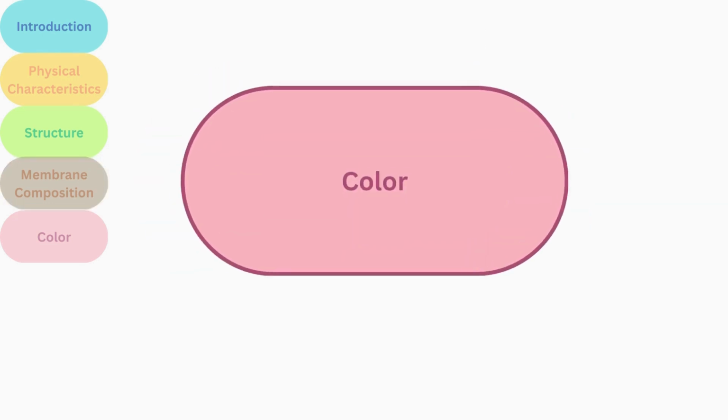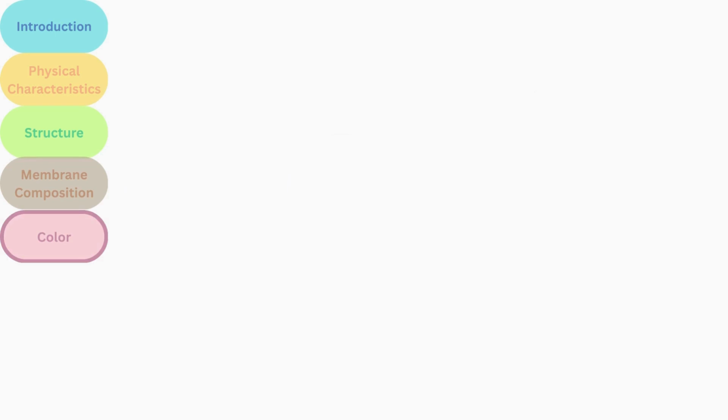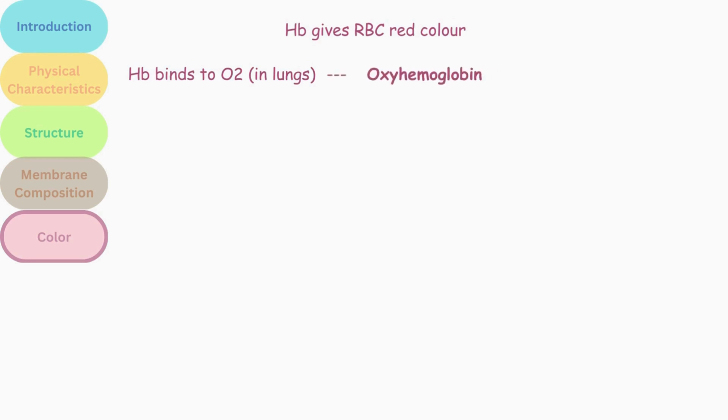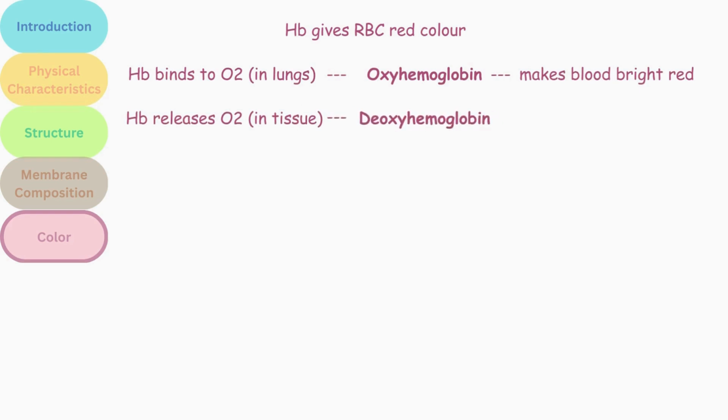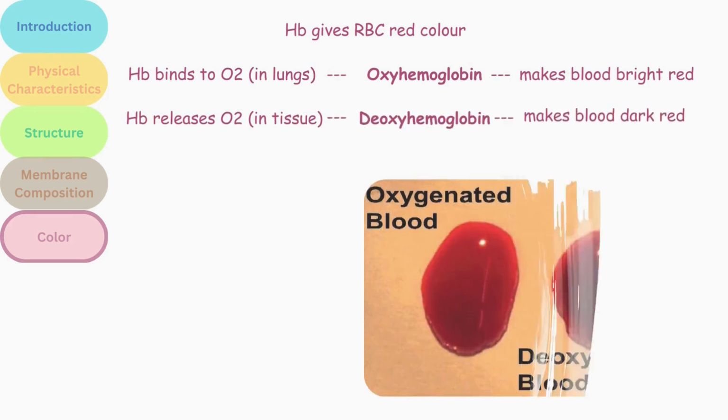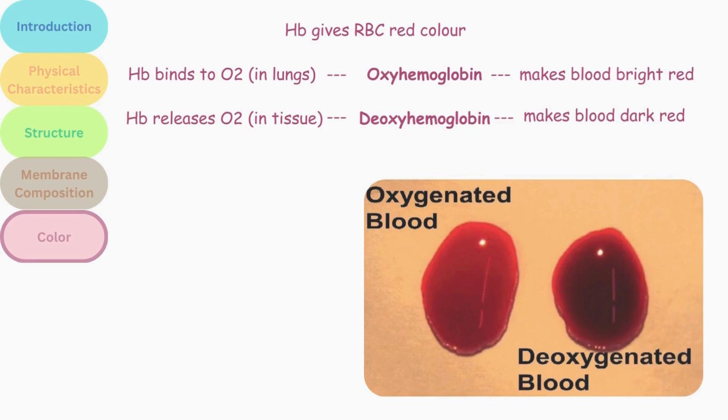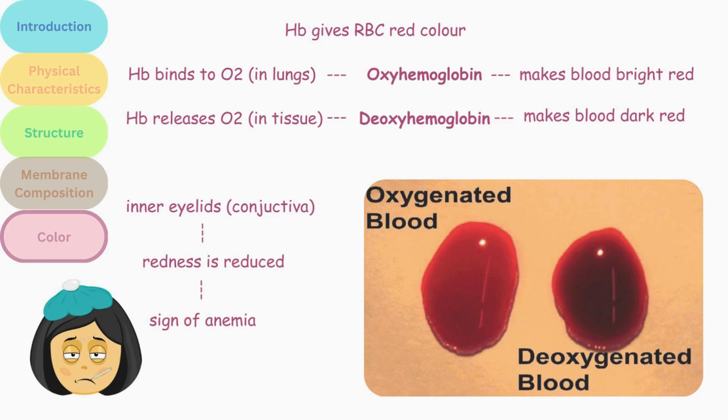Let's see what the color changes in these cells are. As we all know, hemoglobin gives red blood cells their red color. When hemoglobin binds to oxygen, such as in the lungs, it becomes oxyhemoglobin and makes the blood look bright red. When hemoglobin releases oxygen in tissues, it becomes deoxyhemoglobin and makes the blood dark red, not purple, not blue. It gives an important clue for an individual's health, such as if in the inner eyelids, which are the conjunctiva of your eyes, redness is reduced, it is a classic sign of anemia, meaning you don't have enough hemoglobin or even red blood cells.